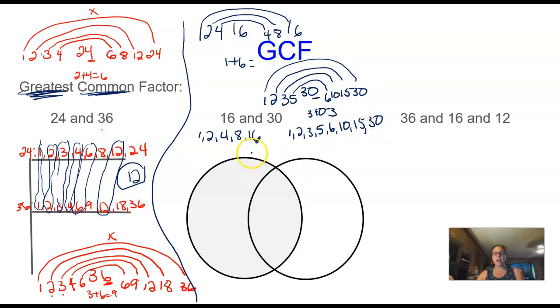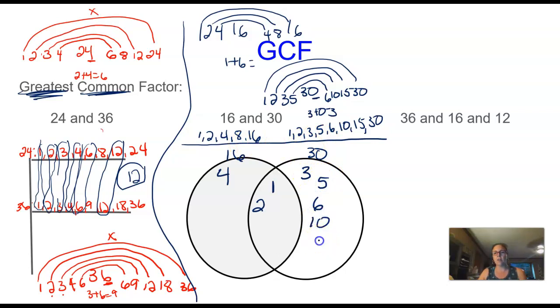So how a Venn diagram works is that we're going to see which ones they have in common. We're going to put that in the middle. So this is 16. This is 30. All right, let's draw a line here. So they have 2 in common. They have 3 over here in the 30 and 4 over here. They do not have those in common. They do not have 5 or 6 or 10 or 15 or 30 in common. And over here, we don't have 8 or 16 in common.